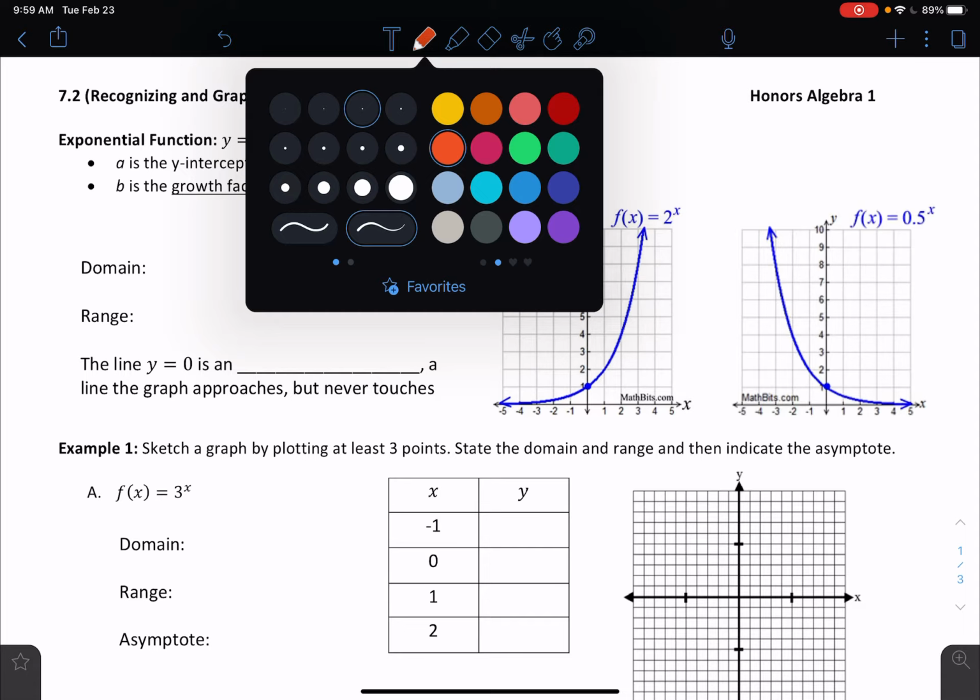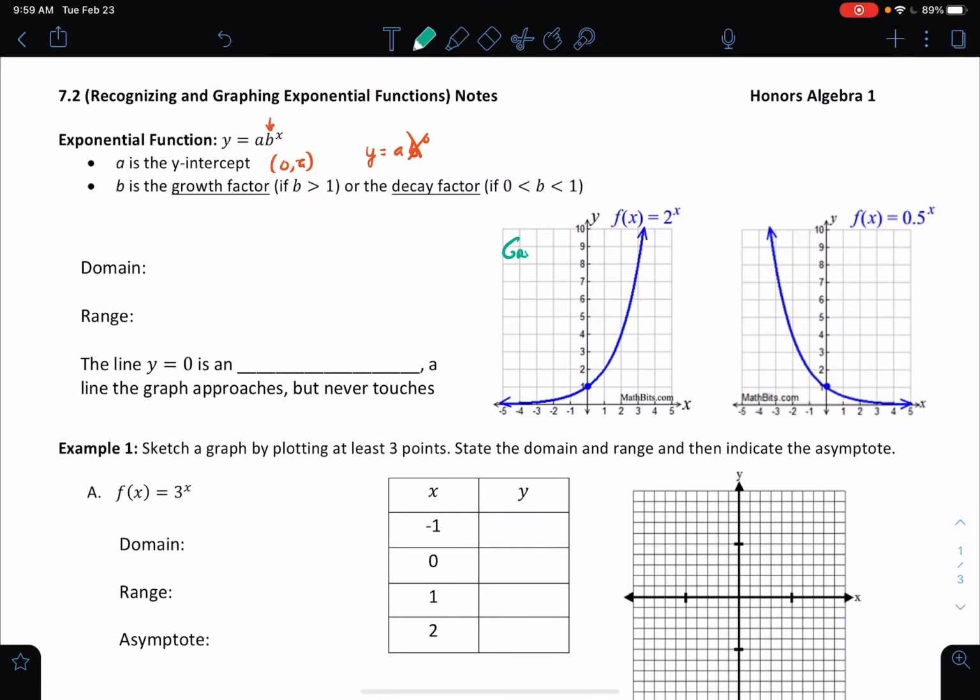Notice how this first one is growth. We know that not only because the b value is 2 and 2 is greater than 1, but also because it starts real low and shoots off. It's growing. Your x's are getting bigger. Notice how the y-intercept is 0, 1, because this is y equals 1 times 2 to the x. We just don't need to put that 1 there. So that's growth.